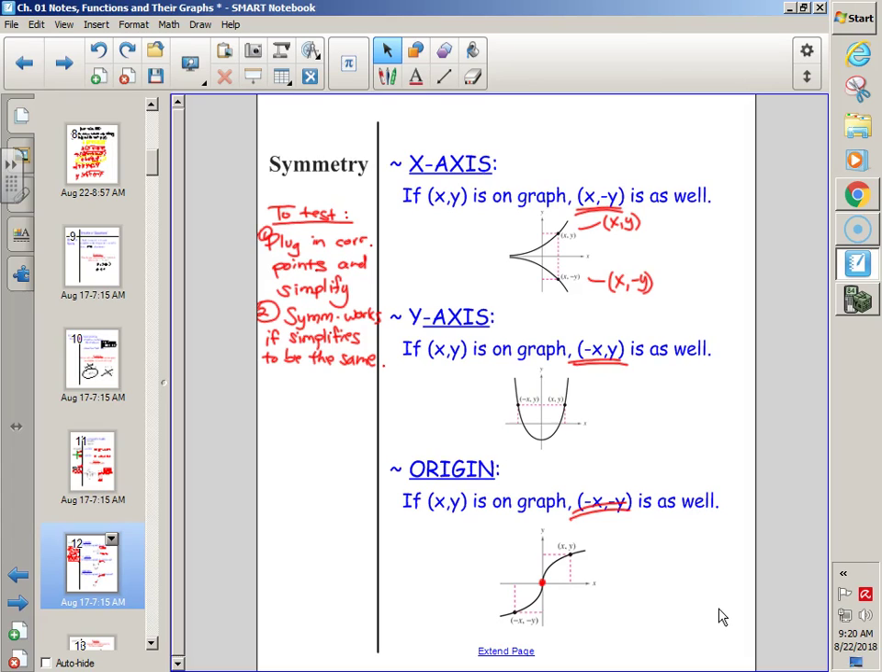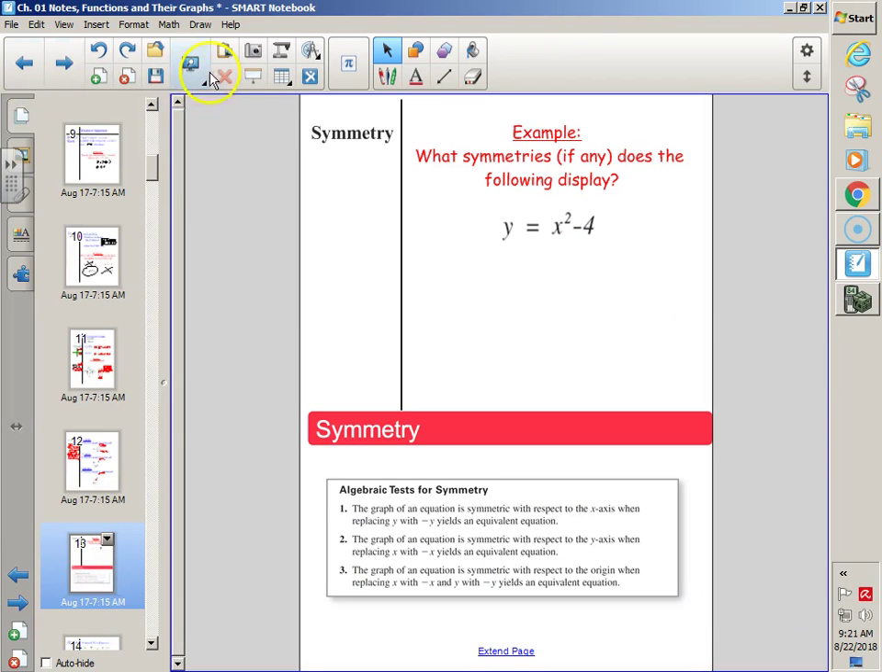So what we're going to do is plug in or test each corresponding point with the symmetries, and if after simplifying this still gets a true statement based on the original equation, we can say yes, the symmetry exists. If it gets a false statement as compared to the original function, then we would have to say the symmetry does not exist. So let's get to an example, and I think I have one. Nice, right here.